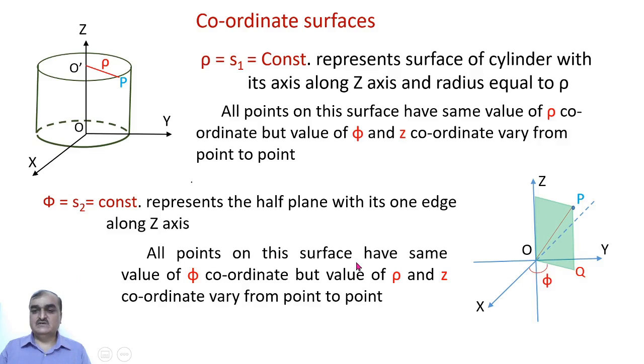All points on this surface have the same value of phi. Phi is constant for all points, but the values of rho and z vary from point to point. As we go along the z axis on this plane, the value of z increases. As you go away from the z axis, the value of rho increases, but the value of phi remains constant. Therefore, this is the phi constant surface.